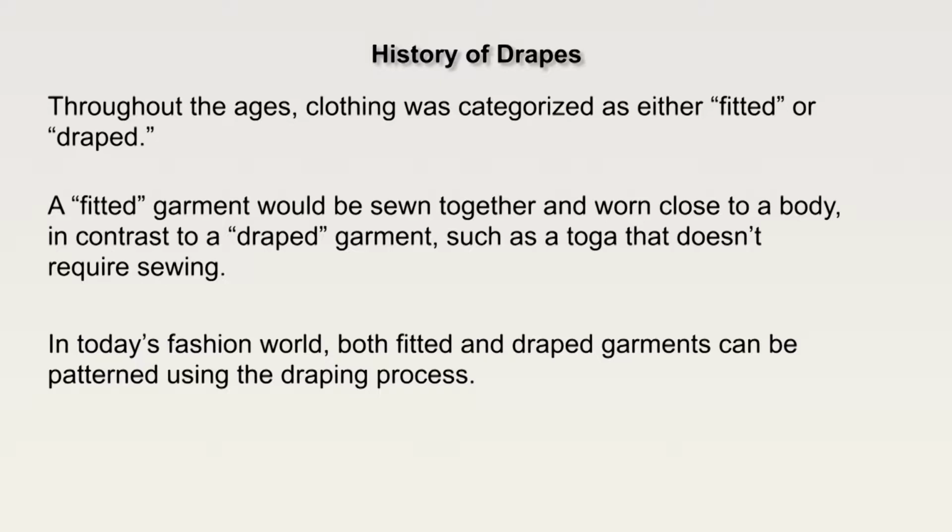Throughout the ages, clothing was categorized as either fitted or draped. A fitted garment would be sewn together and worn close to the body, in contrast to a draped garment such as a toga that doesn't require sewing. In today's fashion world, both fitted and draped garments can be patterned using the draping process.